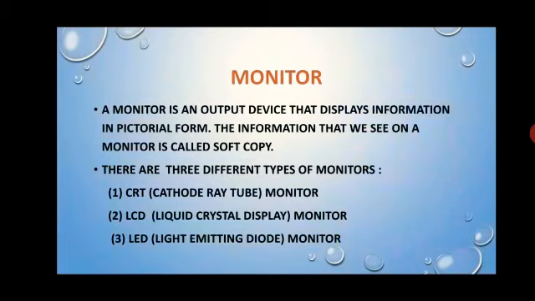There are three different types of monitor. CRT monitor, CRT means cathode ray tube monitor. LCD monitor means liquid crystal display monitor. LED monitor, light emitting diode monitor. Write down the full form of CRT, LCD and LED in your copy.